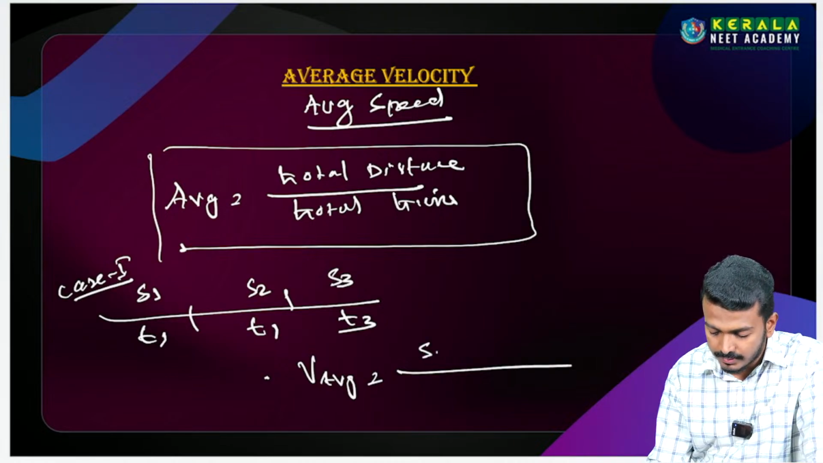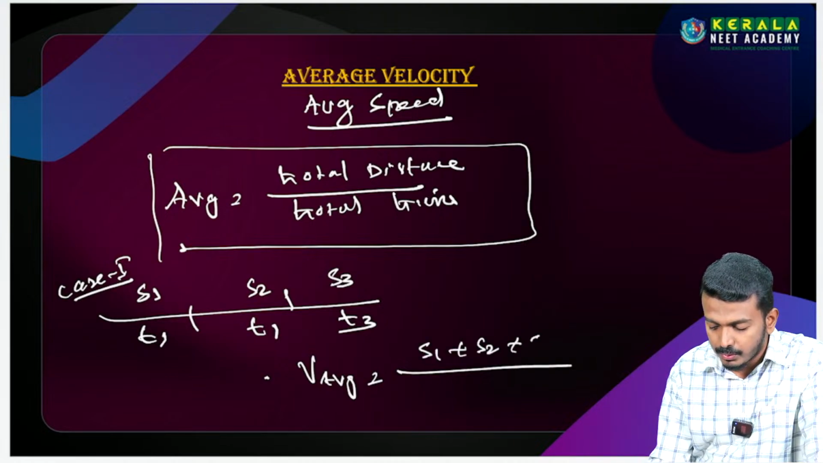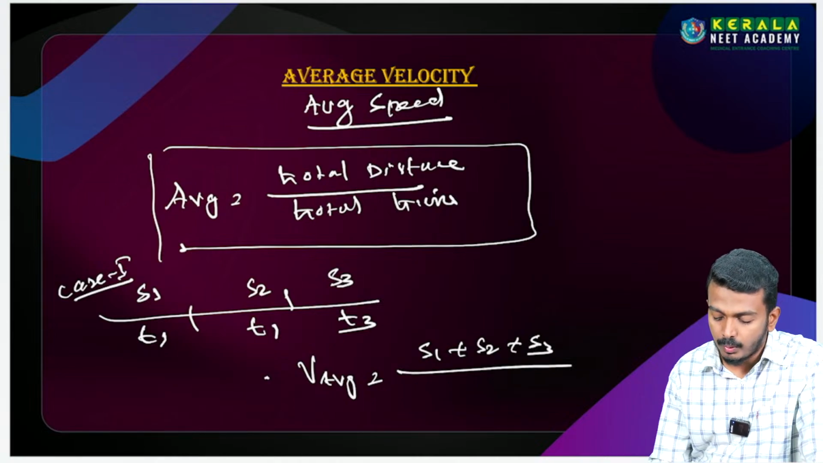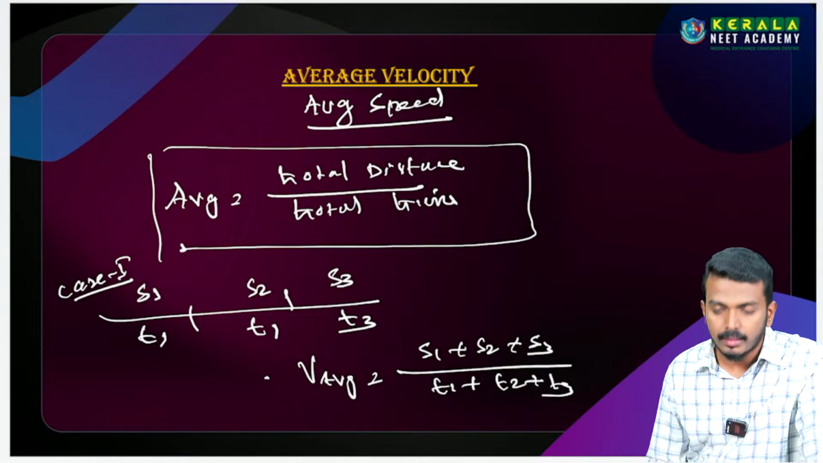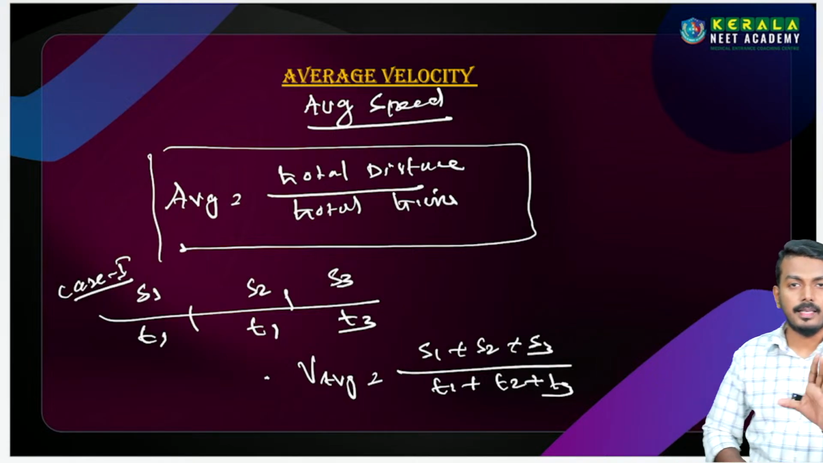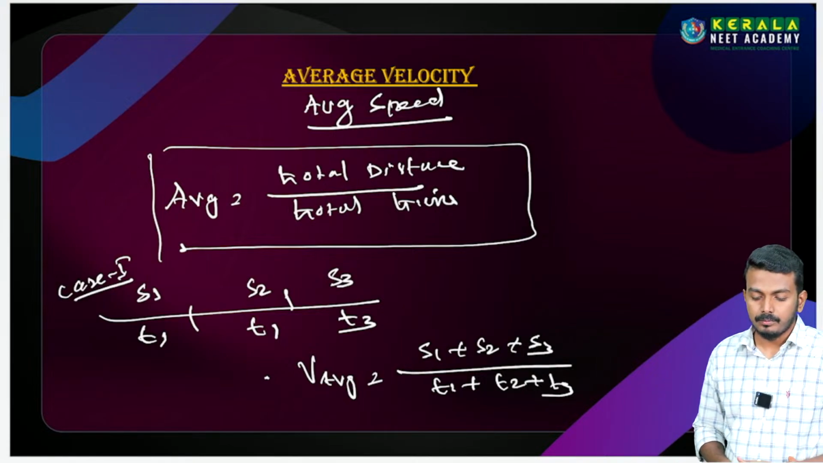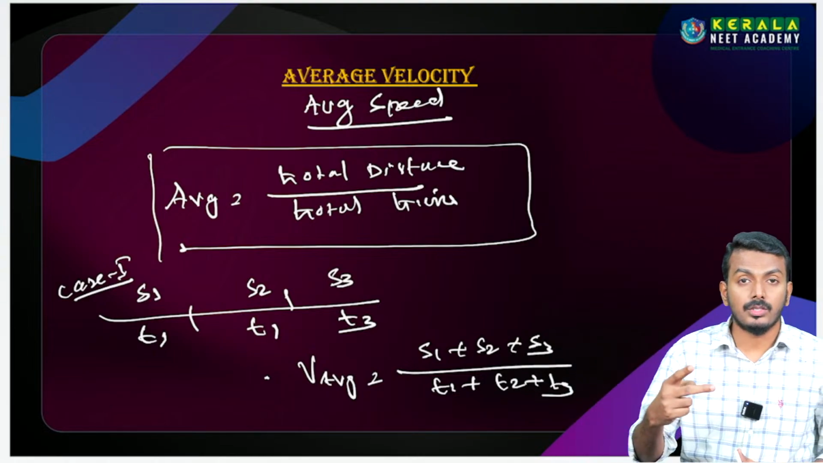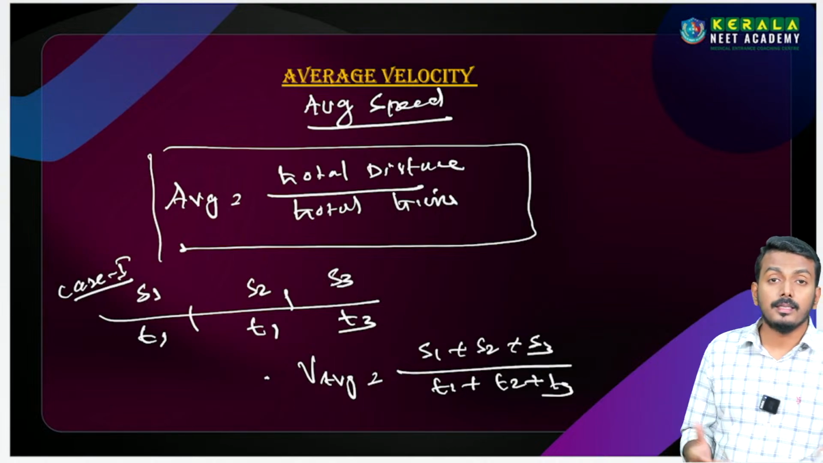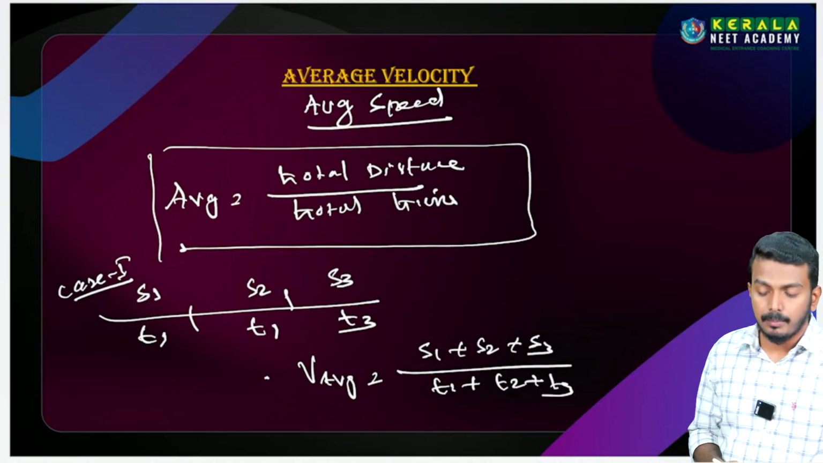What is the total distance? S1 plus S2 plus S3. Yes, what is the total time taken? T1 plus T2 plus T3. Then you will get what? Average velocity. This is case 1. Yeah, this is the first case. Same like this, we have to discuss 2 more cases also. Those cases are very important for the NEET examination.